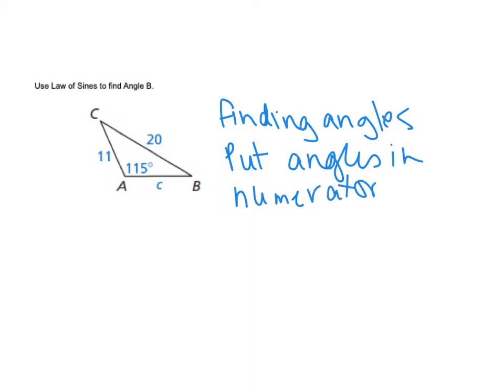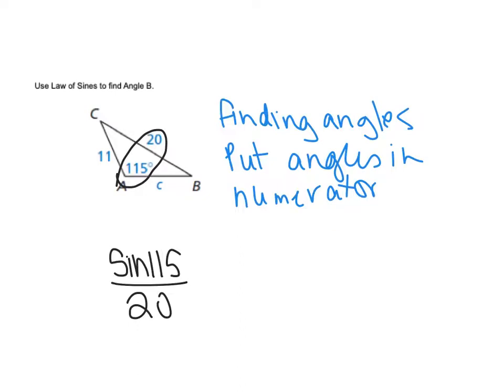Okay, so we always want to say, do I have a pair of opposite sides I know? Okay, well I know that 15 and 20 are opposite of each other. They are across, which means that's going to be one side of my proportion. So I'm going to have the sine of 115 over 20. And again, I'm finding an angle, so I'm going to put my angle in the top. Equals, well, I'm trying to find B, right?